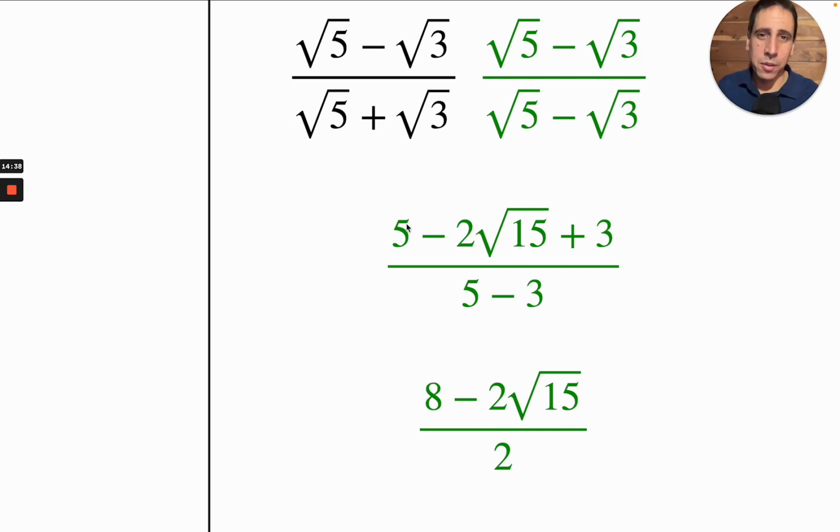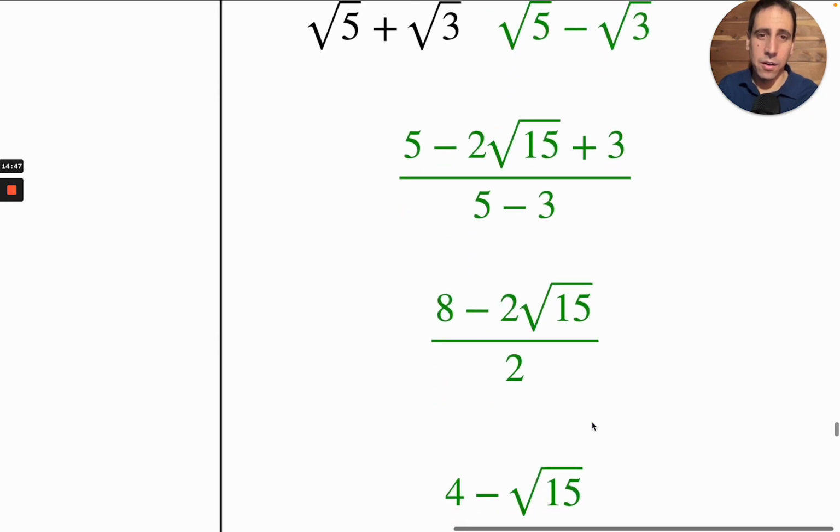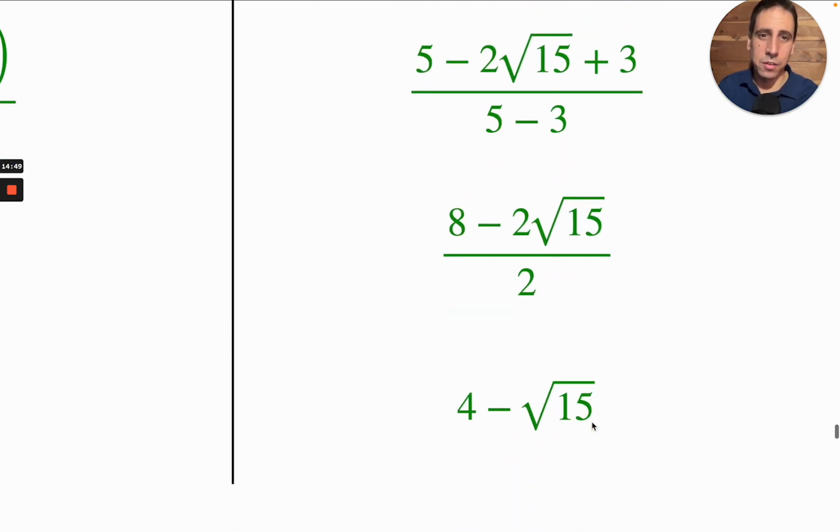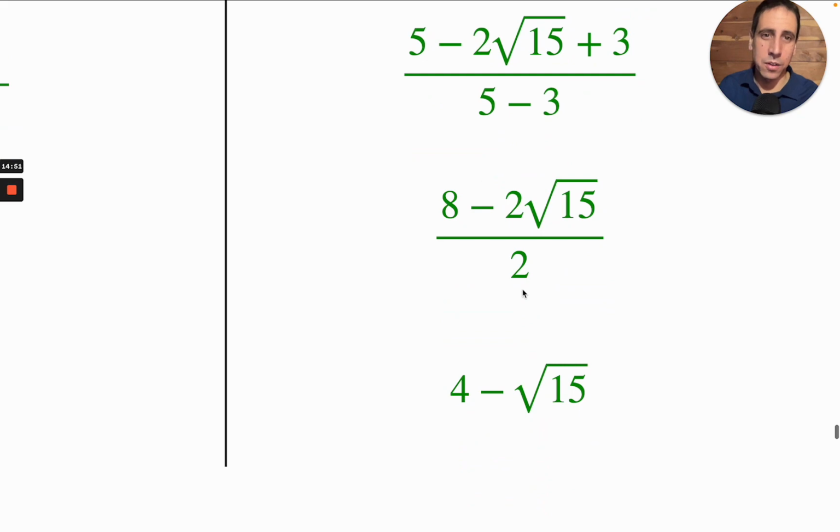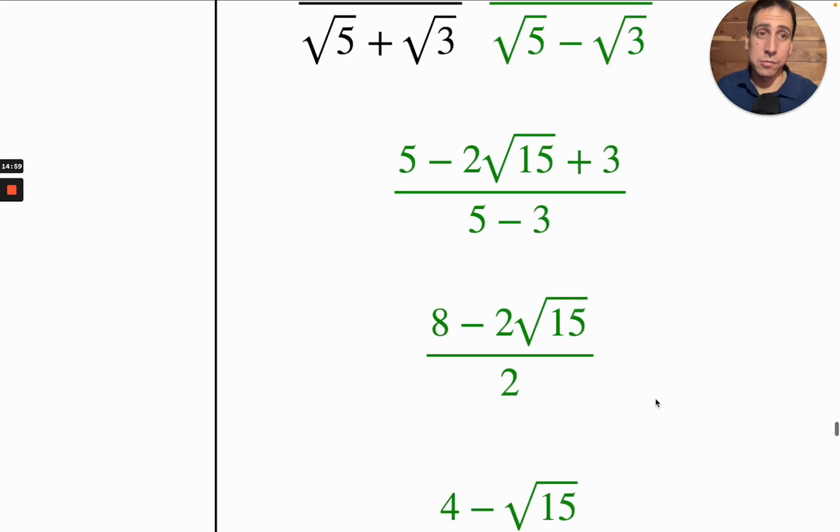And there are some like terms you can combine. 5 and the 3 give you 8, and the subtraction stays on the minus 2 root 15. So there it is. Oh, and you can take it one step further because there is a greatest common factor between the 8 and the 2 and the 2. You can factor a 2 out of all of those and you just get 4, 1, and 1. So this is basically going to be 4 minus square root of 15.